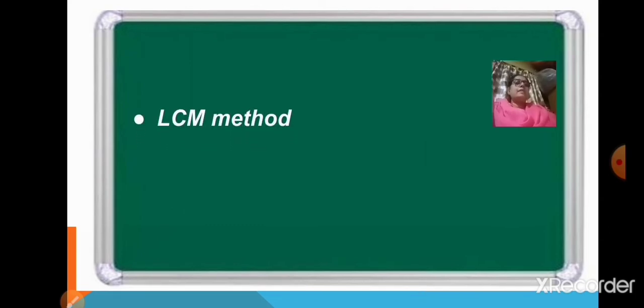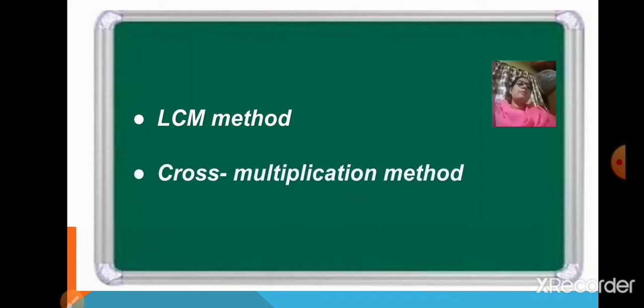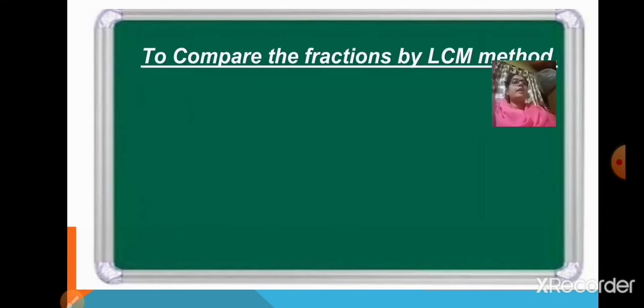Now, unlike fractions can be compared in different ways. The first is the LCM method, where we find the least common multiple of the denominators, and the second method is the cross multiplication method. So, today we will be learning how to compare the fractions by the LCM method.